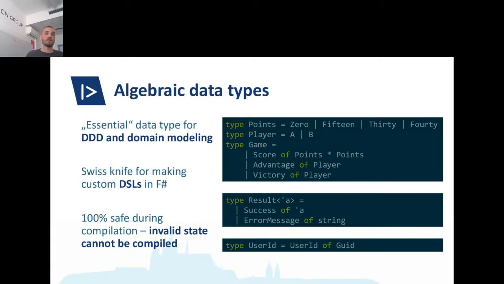It's 100% safe during compilation. So sometimes you cannot even test the invalid state because the invalid state cannot even be compiled. So you cannot compile your test. So another level of fears and of errors are just taken away by using algebraic data types.